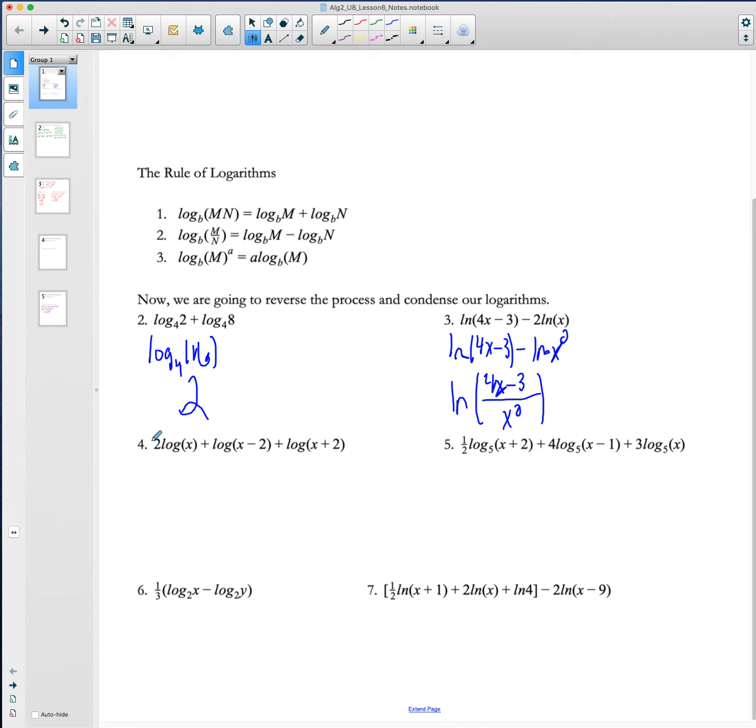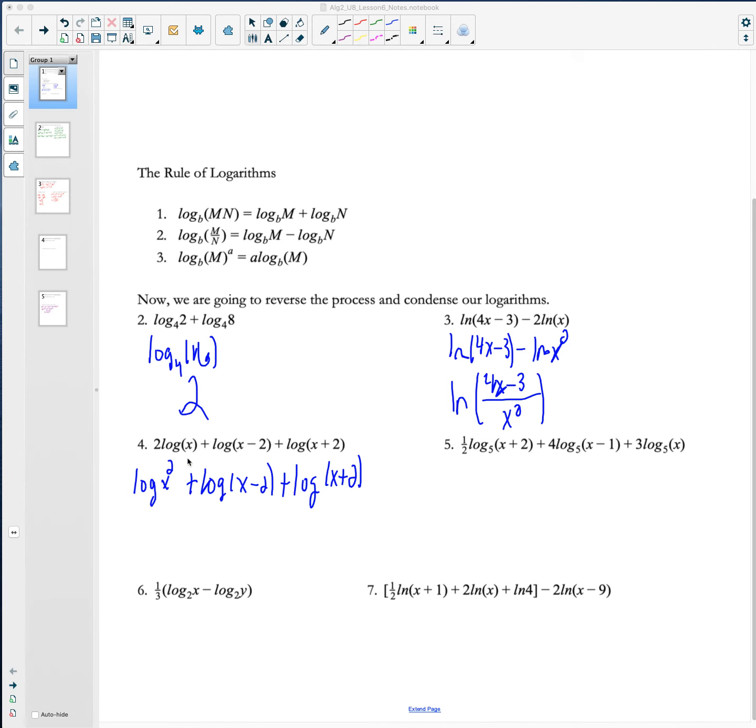Now once again, as I look, I see I have one a value here. So I want to take care of that first before I start condensing with my product property. So I'm going to have log of x squared, of x squared. And I'm just going to bring down the rest of the problem here, because there's nothing to simplify on those right now.